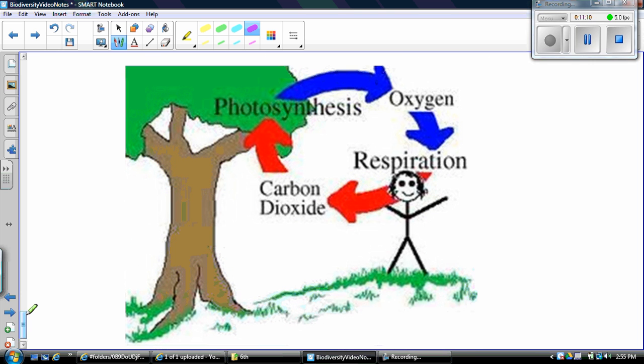Let's start with humans. Humans take in oxygen from the atmosphere. That oxygen gets into our cells, which our body is made up of. Inside our cells, we take that oxygen and use it through the process of cellular respiration. I'm not talking about breathing here. I'm talking about a process that's going on inside our cells, which is what our body is made up of. It's what makes living things living.